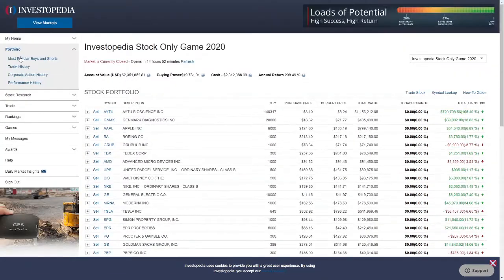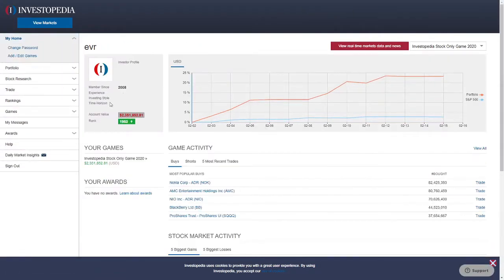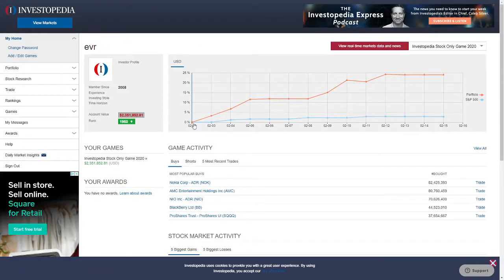As you can see, this is my home right here. I am currently beating the S&P 500. These are the stocks that I've invested in, and I am currently beating the S&P 500, which are the top 500 companies in the world.